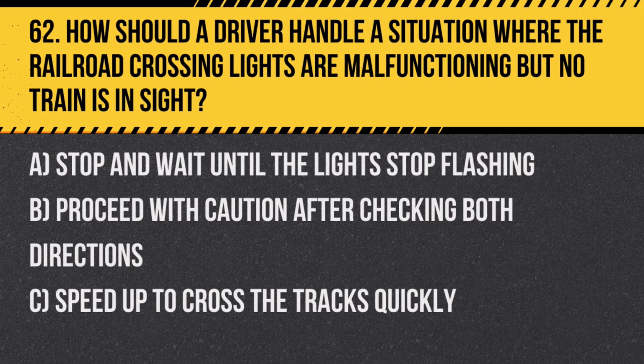Question 62. How should a driver handle a situation where the railroad crossing lights are malfunctioning but no train is in sight? A. Stop and wait until the lights stop flashing. B. Proceed with caution after checking both directions. C. Speed up to cross the tracks quickly. Answer: B. Proceed with caution after checking both directions. Always ensure it is safe before crossing.